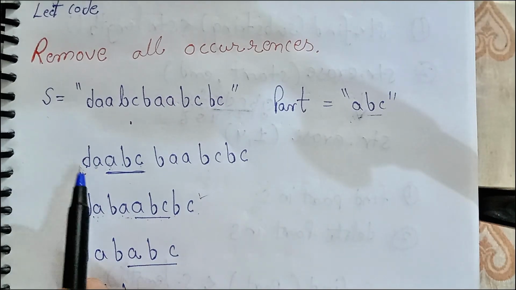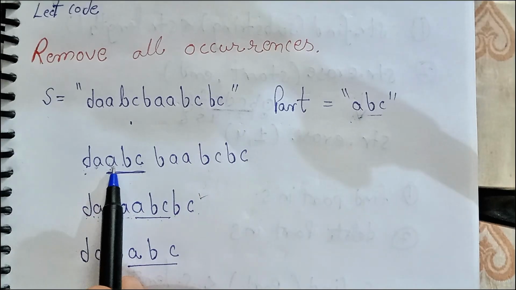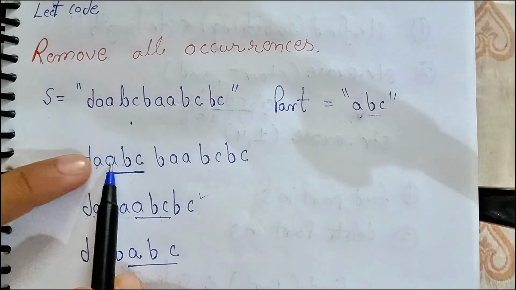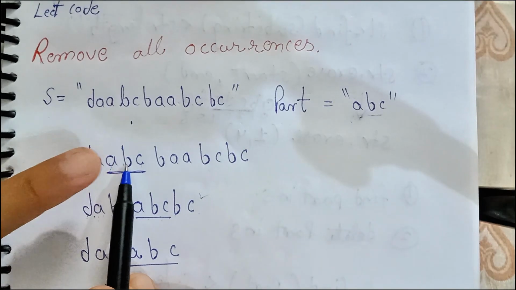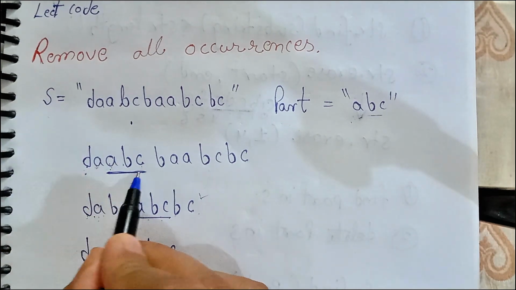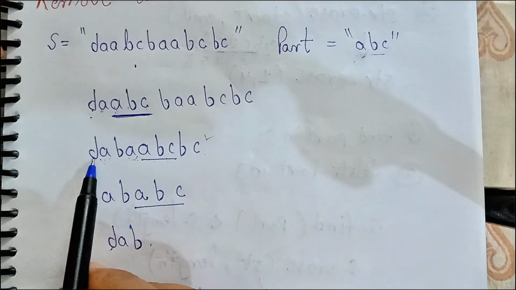Here we have d, here we have a. After a we need b, but b doesn't exist here. After moving forward we have a, so we check for b. After that a we have b, yes. After b we need to find c. So here comes abc. Now we will erase this part and create a new string. So the new string is this.